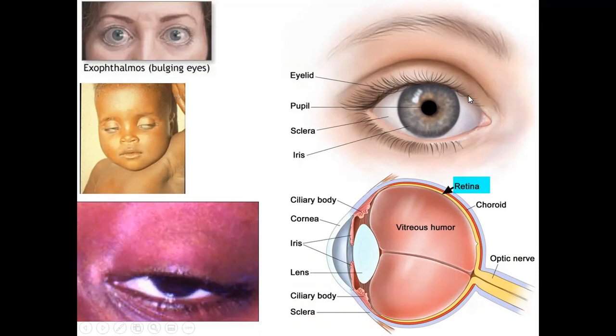And here we can see the normal anatomy of the eye, eyelid. The whitish portion is called sclera. So if you see the white sclera is yellowish, it means the patient has jaundice. This is the pupil. Pupil constricts and dilates because of light. And this one is called iris. This is the lens and ciliary bodies.